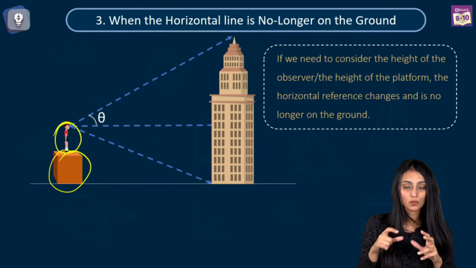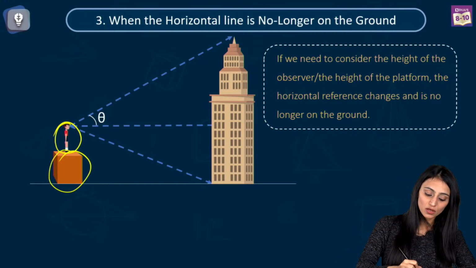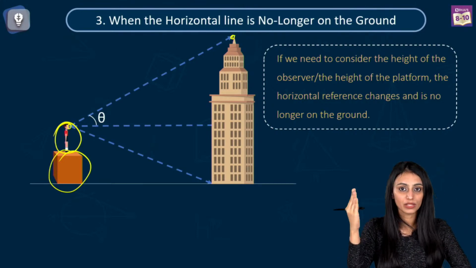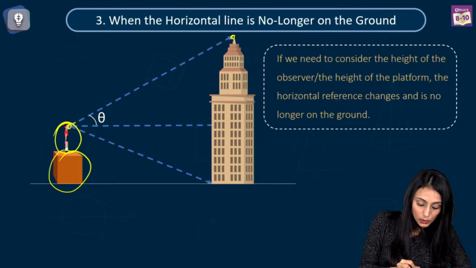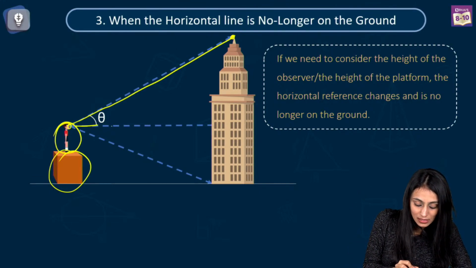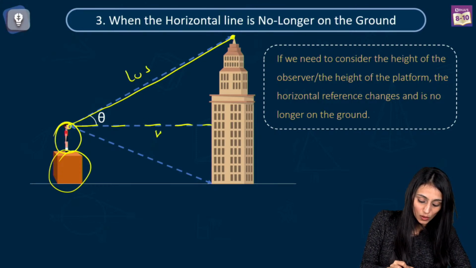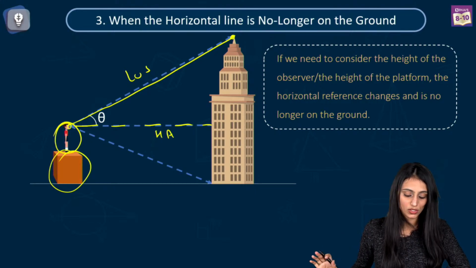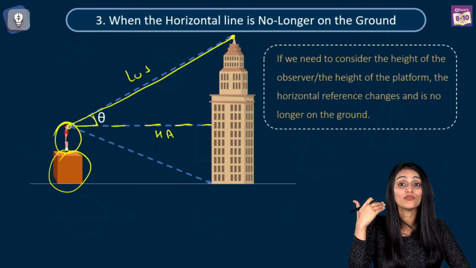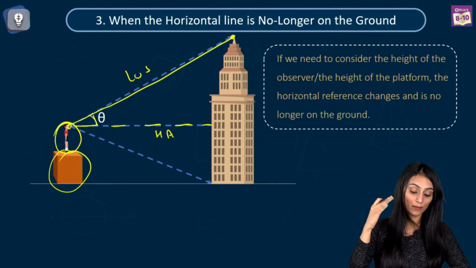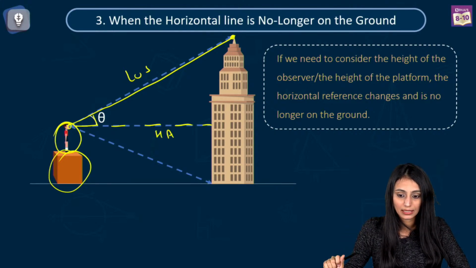So both the cases I'm showing you in this figure only, right? Here you can see the observer is looking up at the top of this building. In that case, since the observer is looking up, this is the horizontal axis now. This is the line of sight. This is the horizontal axis, HA, that's for horizontal axis. So you can see this angle is formed over here. That's the angle of elevation, because the observer is looking up to view an object, right?